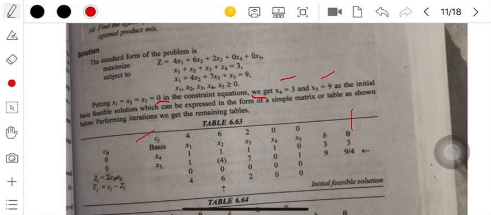This is our table. We have listed x1, x2, x3, x4, x5, right? And this is the b value: 1 1 1 1 0. So let me check. This is a maximization type of problem. Here Cj is 4 6, all are positive, so this is not the optimal solution. Select the incoming and outgoing variable, and solve this.